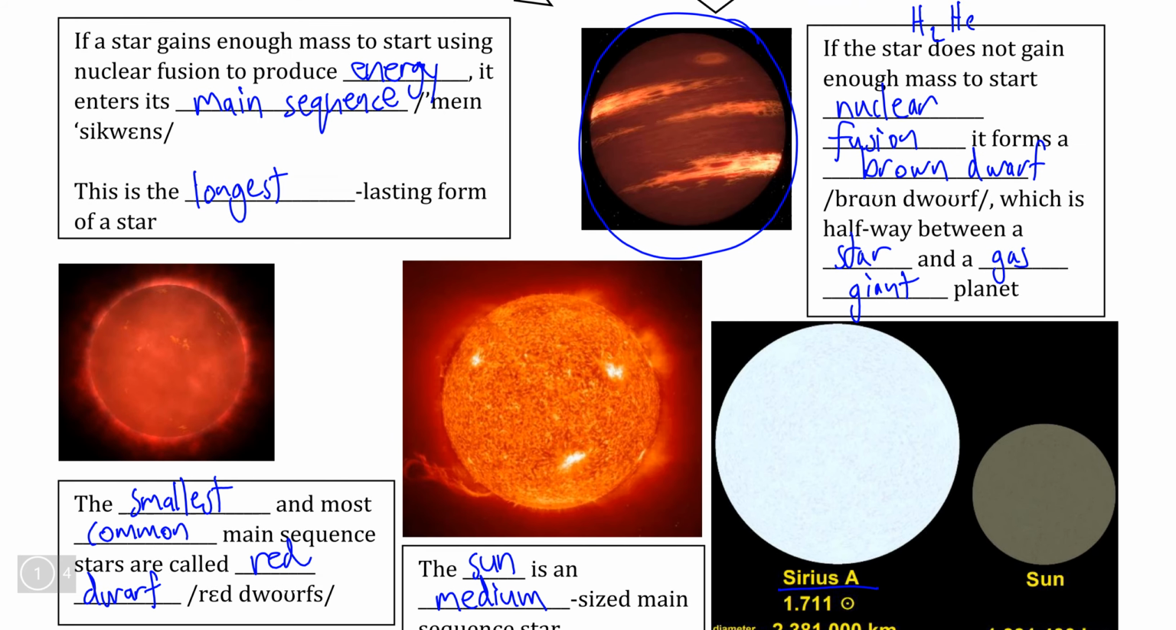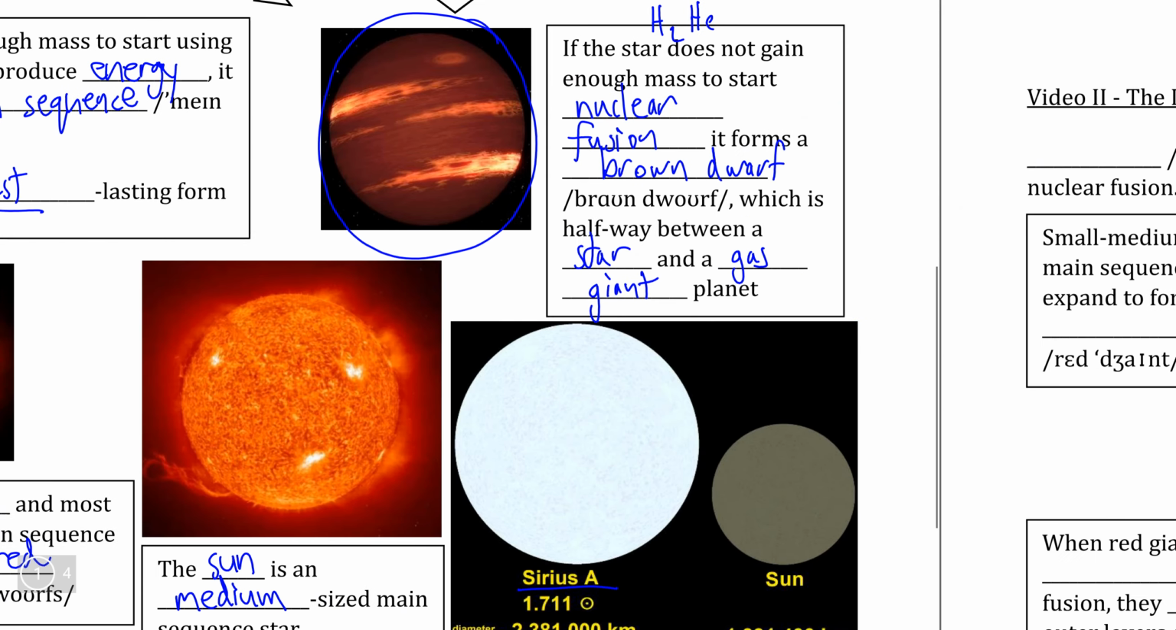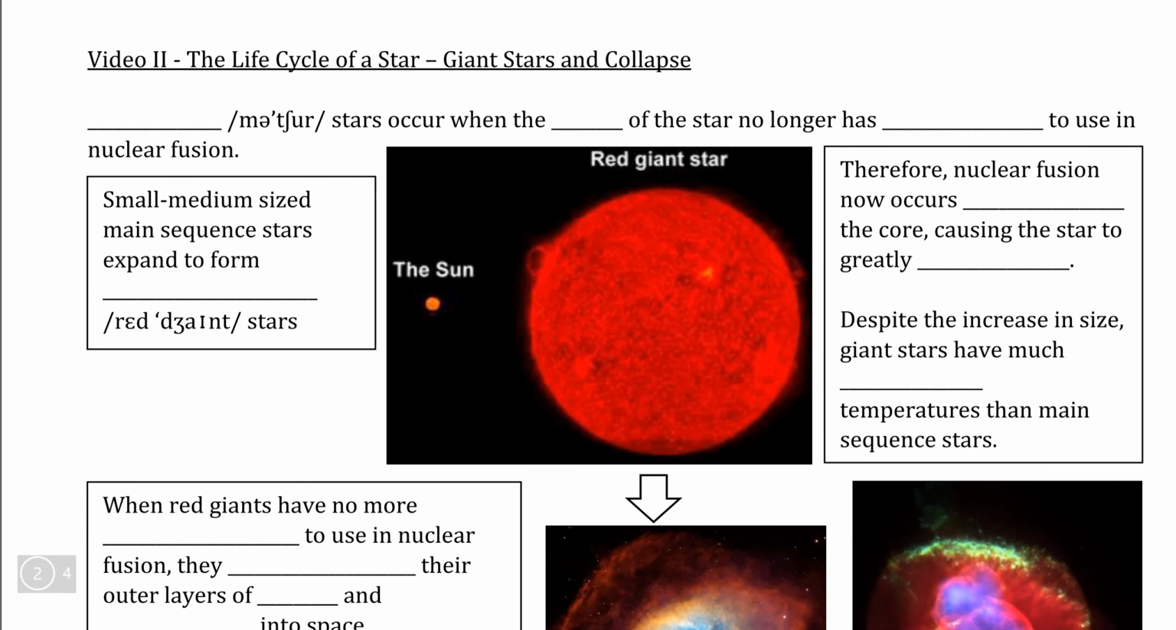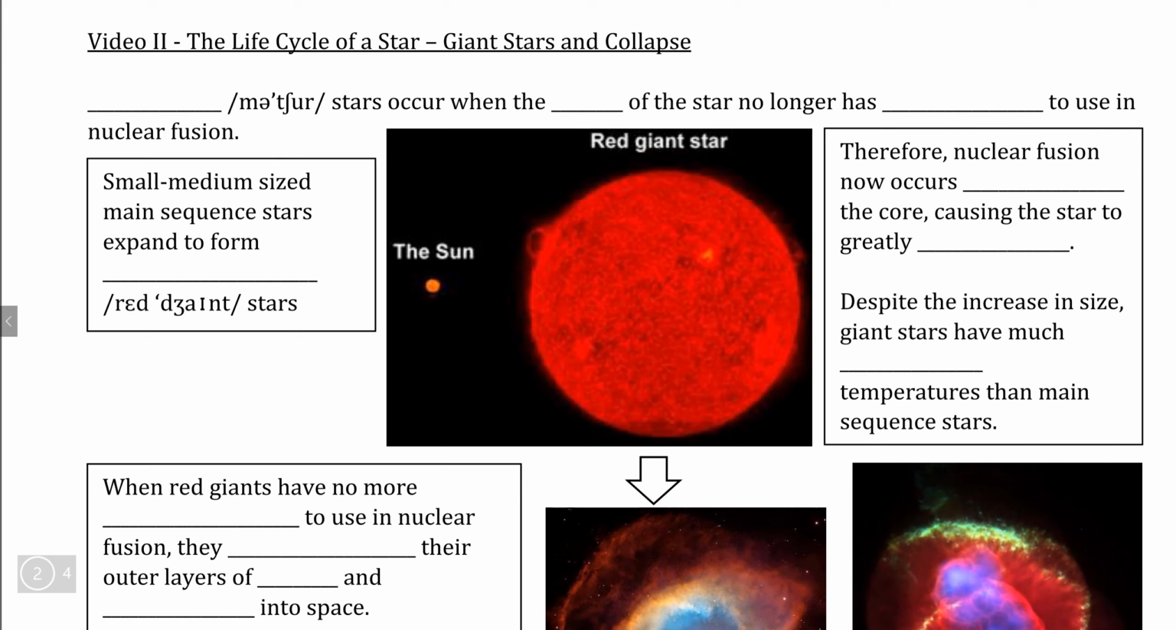Although, as mentioned before, the main sequence of a star's life cycle is by far the longest lasting part, and by longest we mean that main sequence stars exist in this form for over 10 billion years on average. In part 2 of this video, we're going to look at how a main sequence star enters the final stages of its life by forming giant stars, and how stars eventually die.